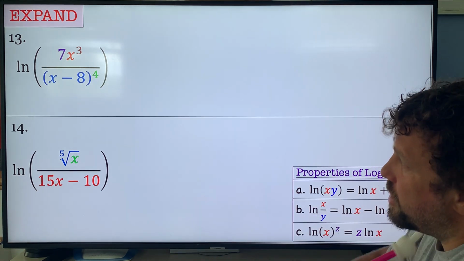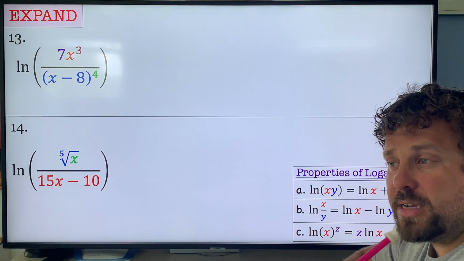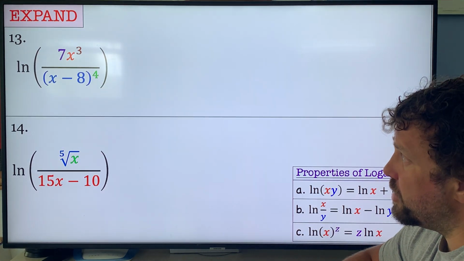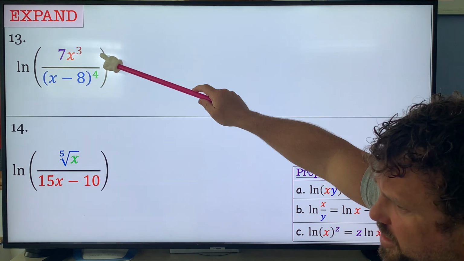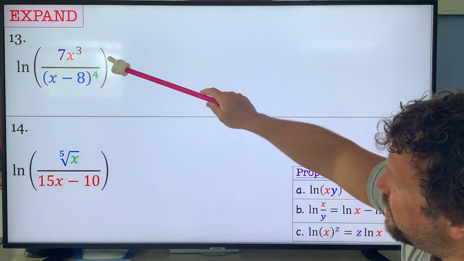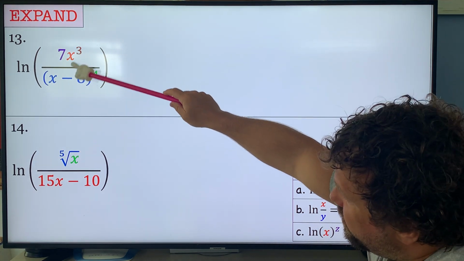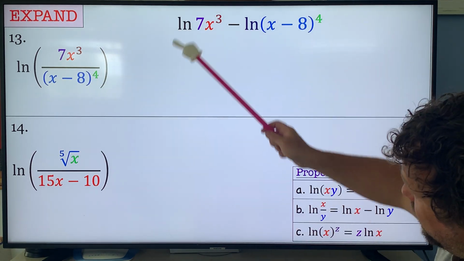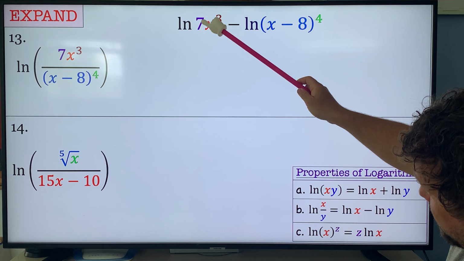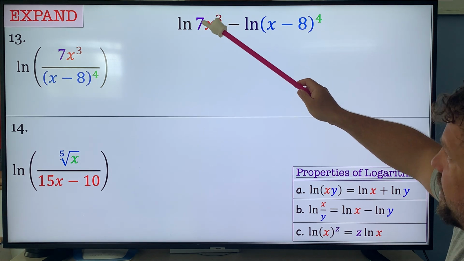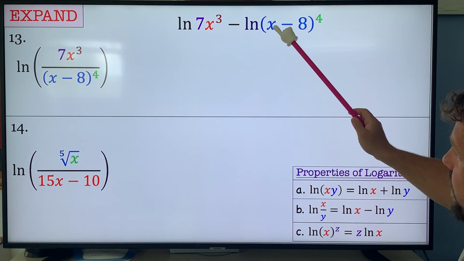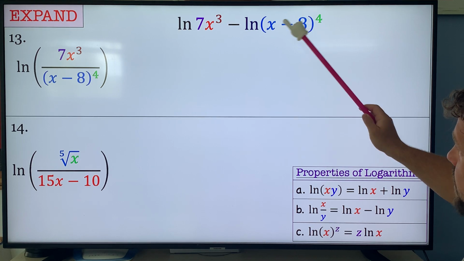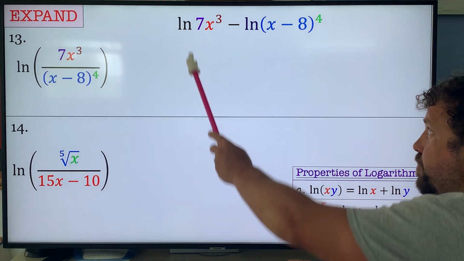So let's break up this guy nice and easy. First thing, like I said a couple lessons ago, or was it last lesson? I forget, they all merge together. You're going to split up the top and bottom first. Top becomes plus and the bottom becomes minus. So it's natural log of 7x cubed minus natural log of 8 minus x, all to the 4th power.